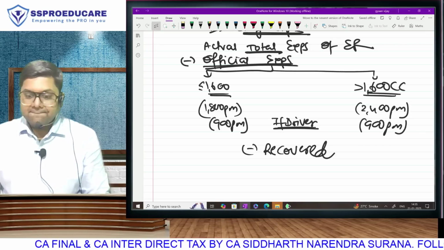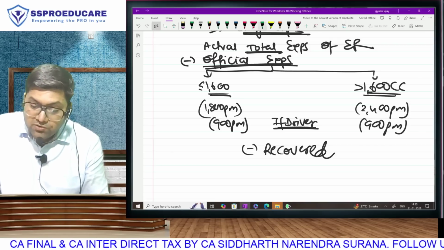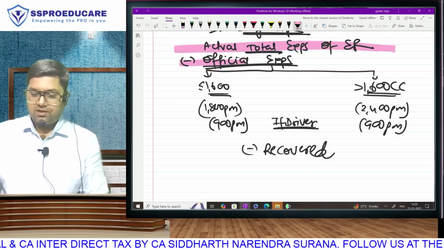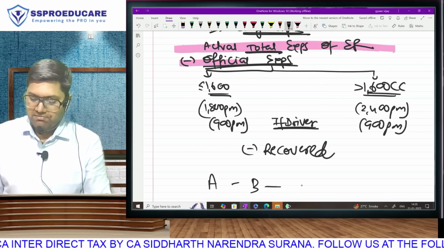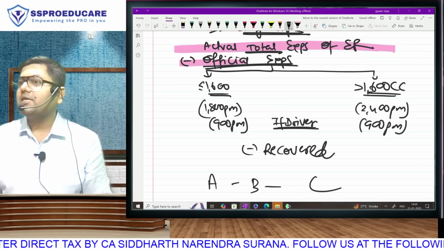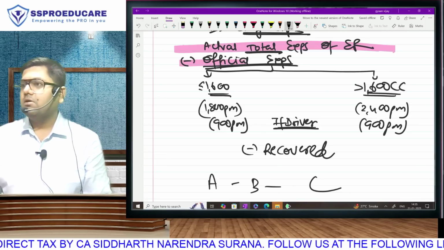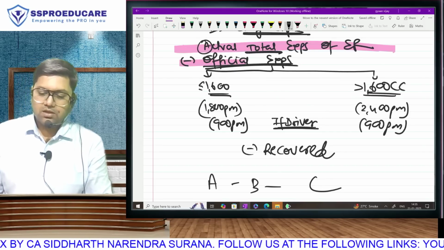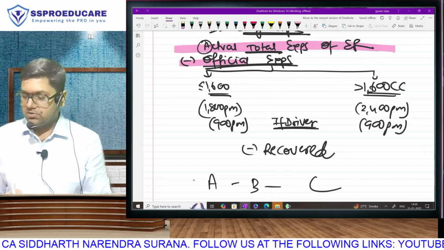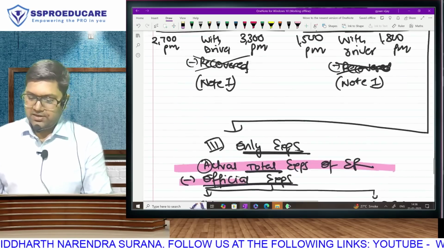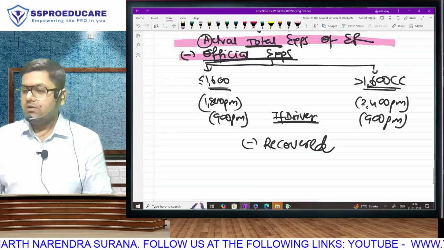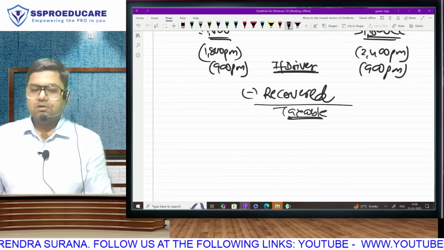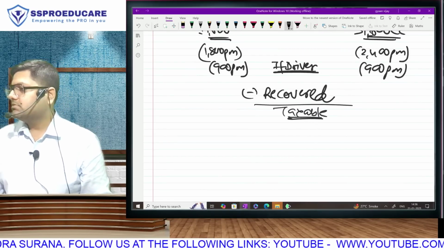Why? Because we are not subtracting from this. We are subtracting from this. If I am doing A minus B minus C, then C is getting subtracted not from B but from A. And A is what? Actual expenses. You understood? So yes, recovery will be subtracted. Recovery won't be subtracted only in the notional cases. This will give you your taxable perquisite. Everyone is clear on this?